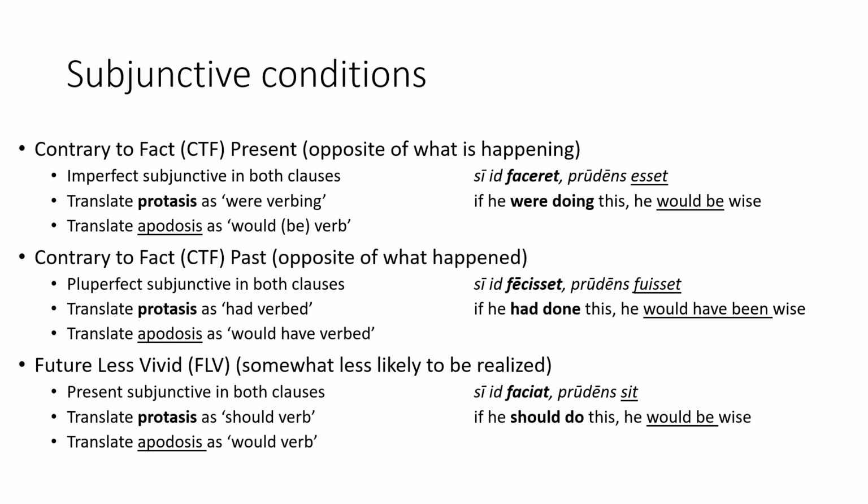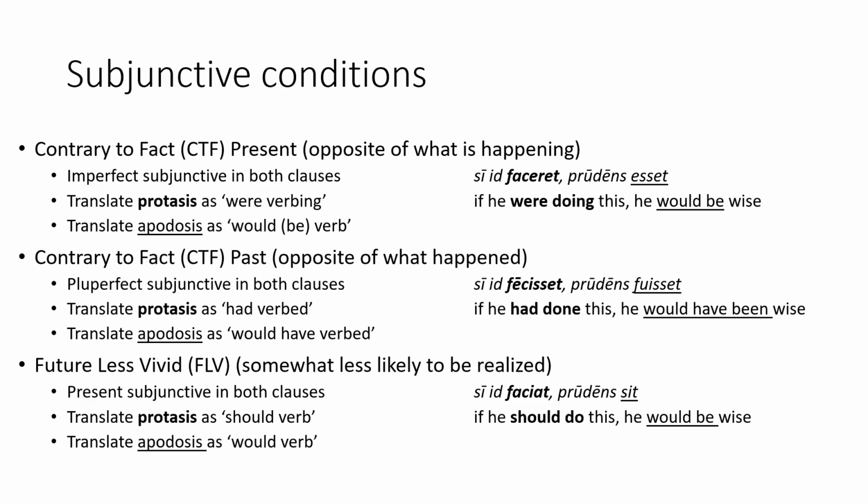Finally, the third subjunctive condition is the future less vivid, FLV, which represents a relationship between the subordinate clause and main clause that is somewhat less likely to be realized than a future more vivid. Both the protasis and the apodosis have present subjunctives. The present subjunctive in the protasis, the if clause, is translated as should verb, and the present subjunctive in the apodosis, the main clause, is translated as would verb. Because of this, it is sometimes known as the should-would conditional.